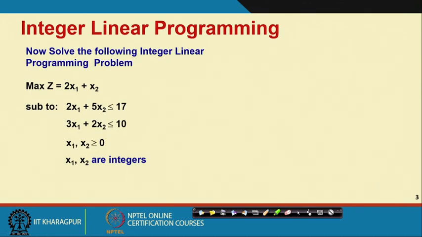linear programming problem, an integer linear programming problem, which is like this: we have an objective function, maximize z equal to 2x1 plus x2, subject to two constraints, both less than or equal to constraints, and x1 and x2, the two variables, are both greater than or equal to 0 and are also integers. So how do we solve such integer linear programming problems with the help of linear programming?